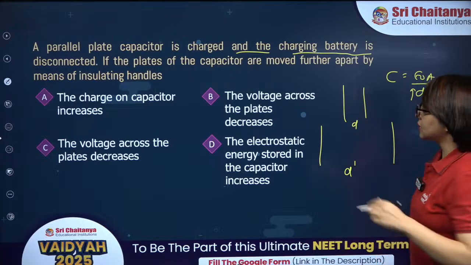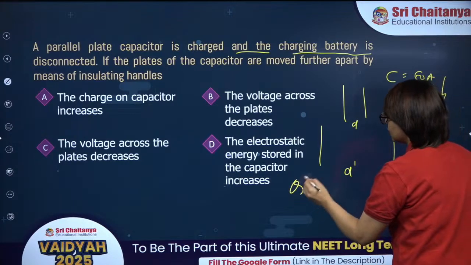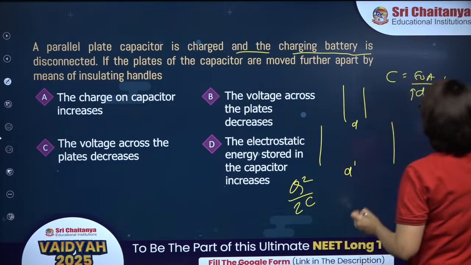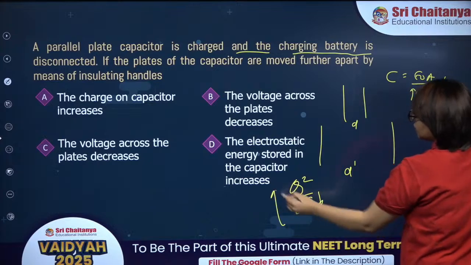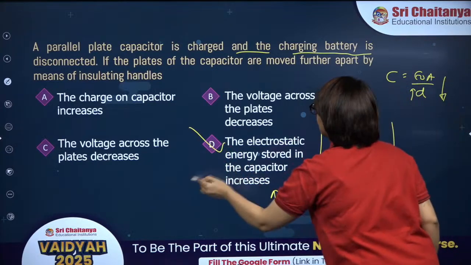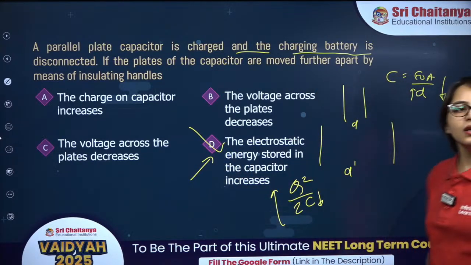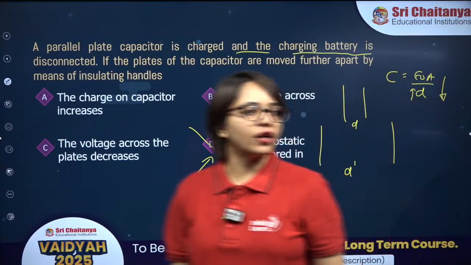So overall capacity will decrease. So what is the energy stored by the capacitor? It is Q square upon 2C. So if capacitance is decreasing, energy stored by the capacitor will increase. So correct answer is option D. Okay, chaliye, well done guys.